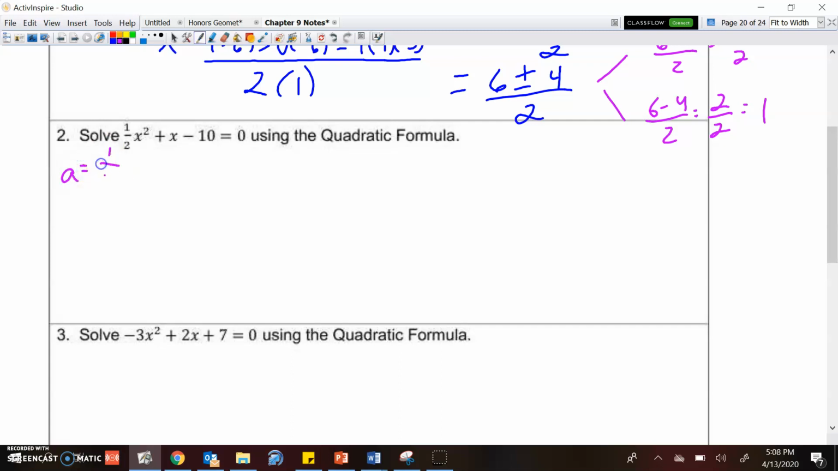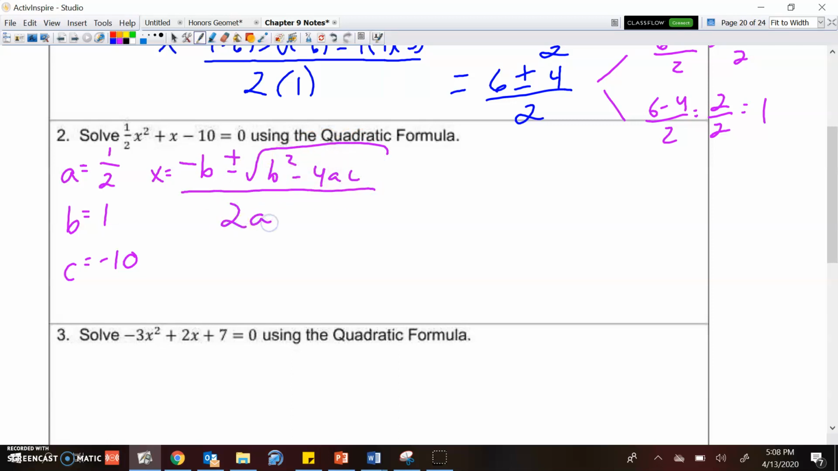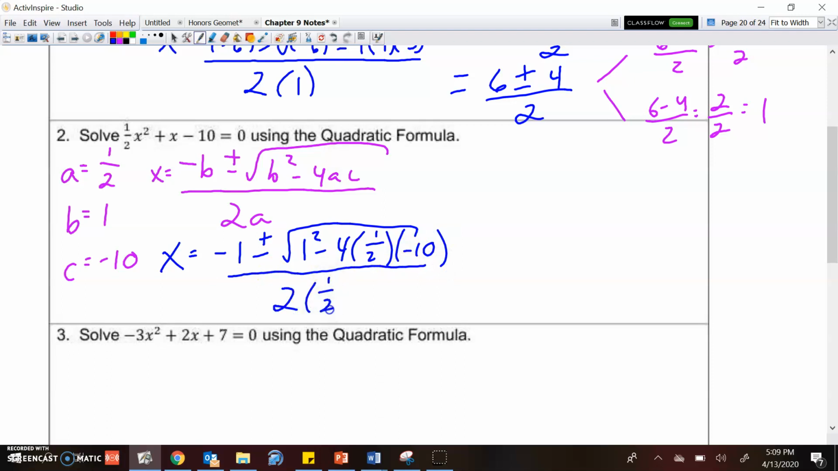My a value here is 1/2, it's the x squared term. My b value is 1, and my c value is -10, it's my constant. All right, let's go ahead and write the formula out so that we can substitute everything in. X equals -b plus or minus the square root of b squared minus 4ac, all over 2a. All right, subbing things in, I'm going to get x equals -1 plus or minus the square root of 1 squared minus 4 times 1/2, because that's a, and c is -10, all over 2 times 1/2.